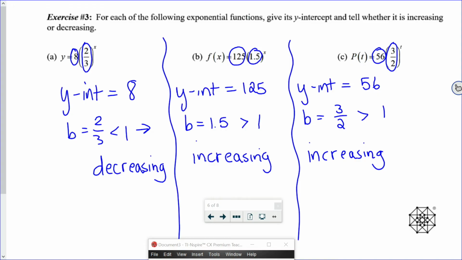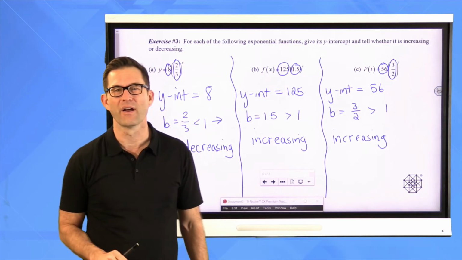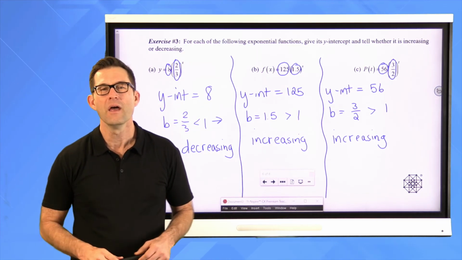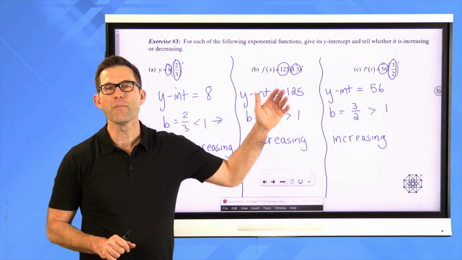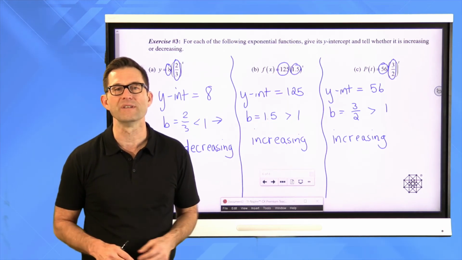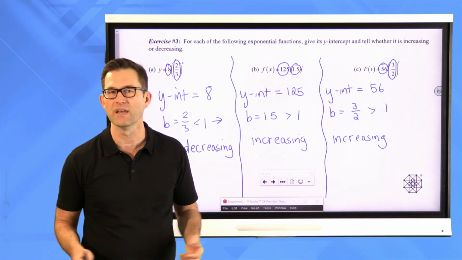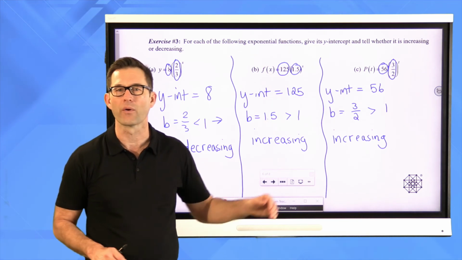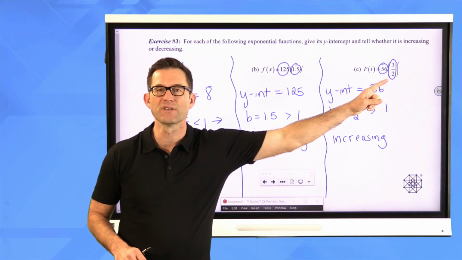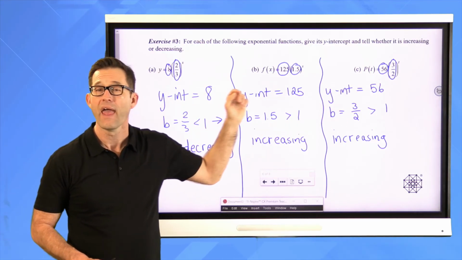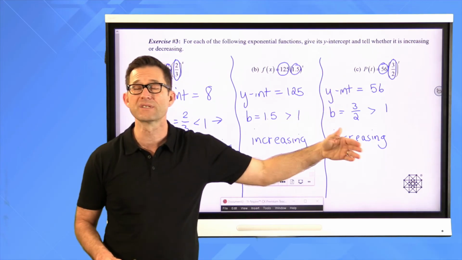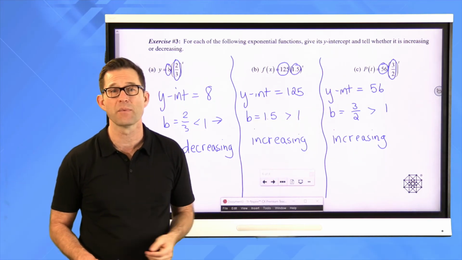Now, be careful. The reason that I tossed C in there was not to be redundant with B, but it was because a lot of students start to adopt a mentality where if the base is a whole number, it's increasing, and if the base is a fraction, it's decreasing. Don't go there, right? Because you've got some fractions that are greater than 1, and you've got some fractions which are less than 1, and a fraction that's greater than 1 will still indicate an increasing exponential function.